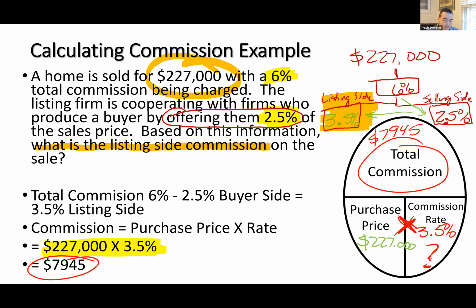$79.45. That will be paid to the listing side. That's not the total commission on the transaction, because that would have been the 6%. That's not what they asked us for. They wanted just the listing side. So that's $7,945 on that particular transaction.